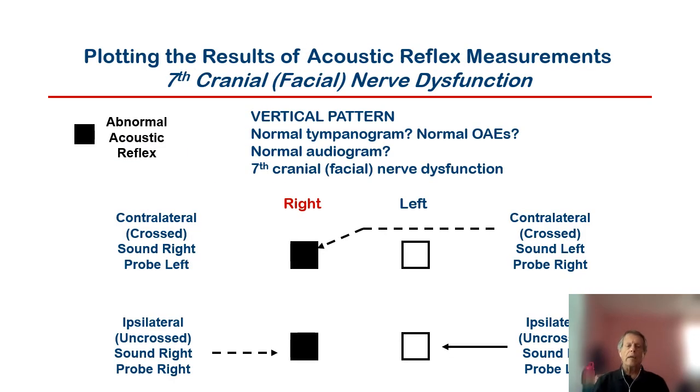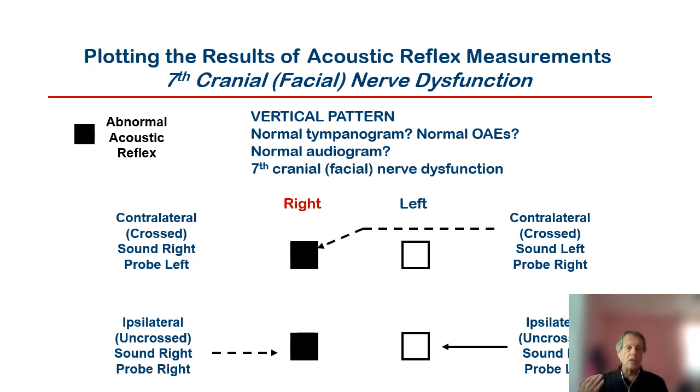Now here, let's just assume the person's concerns about the right facial nerve. If the patient has no acoustic reflex whenever the probe is in the right ear, and they have a normal tympanogram and perhaps normal audiogram, then we can rule out middle ears. They may even have normal OAEs. So we rule out a middle ear explanation. We rule out hearing loss.